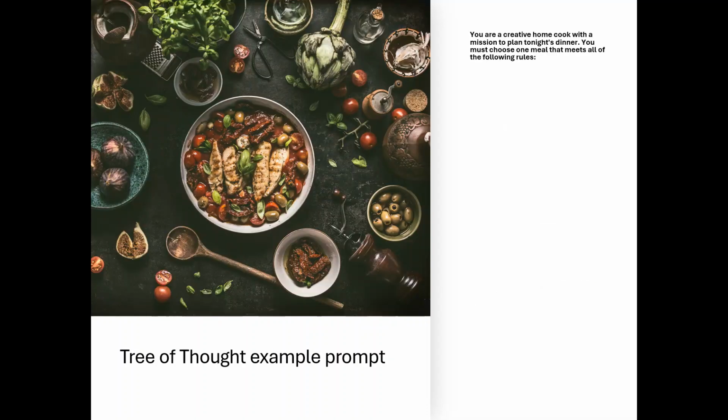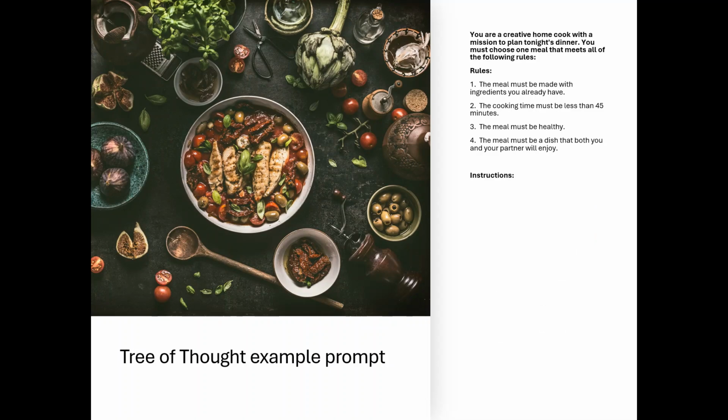So, specifically, here's another idea based on a mission to plan tonight's dinner. So, here are the rules. The meal must be made with ingredients I already have, and I would perhaps take a photo of what's in my fridge or in my store cupboard and feed that into the AI so it knows the ingredients I've got already. And I haven't got much time, so the cooking time must be less than 45 minutes. The meal must be healthy, and the meal must be a dish that I and my partner will both enjoy. And I can give it some ideas about that. And then I can give it specific instructions.